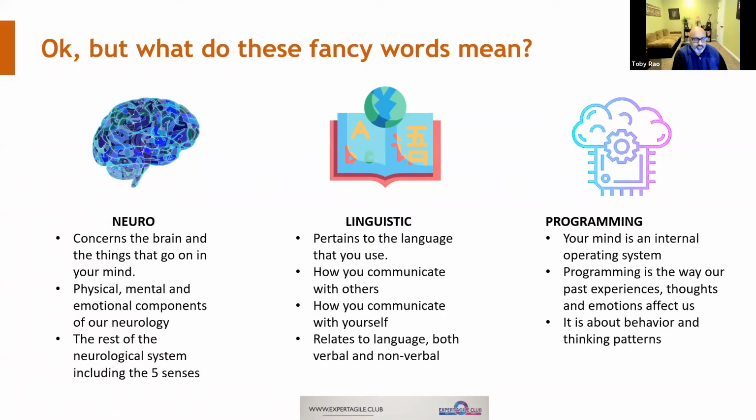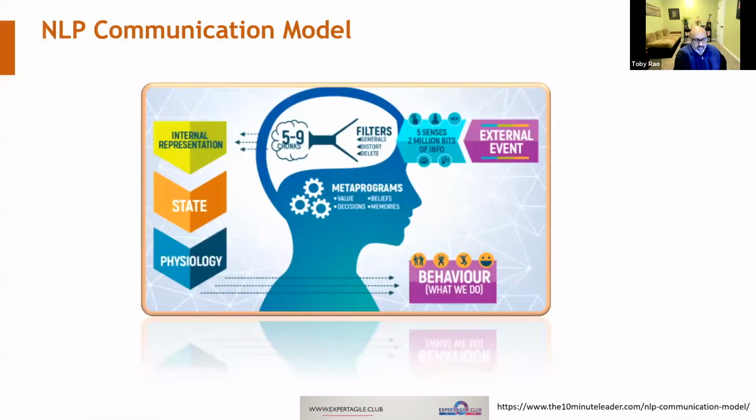So with that, we will jump now into the communication model. That is the main topic for the day. So what you see on the slide here is a representation of the NLP, or Neuro Linguistic Programming communication model.